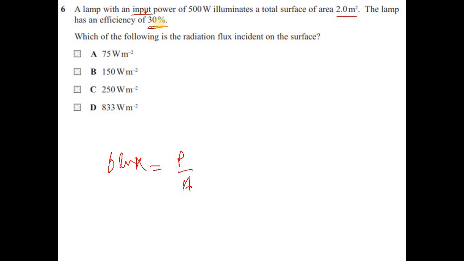So looking at the input and the efficiency, I can say that the efficiency E is output power upon input power. Clearly efficiency is 30%, so I can write 0.3 is equal to output power, which I need to find, divided by 500. If you solve this, P naught is 0.3 times 500, which gives you 150 watt. This is your output power.